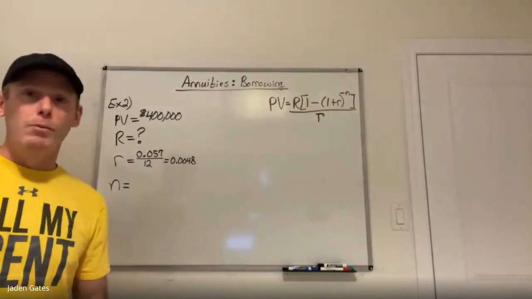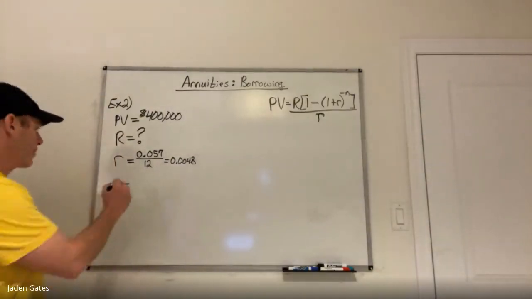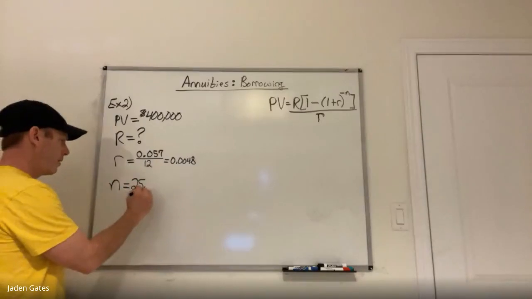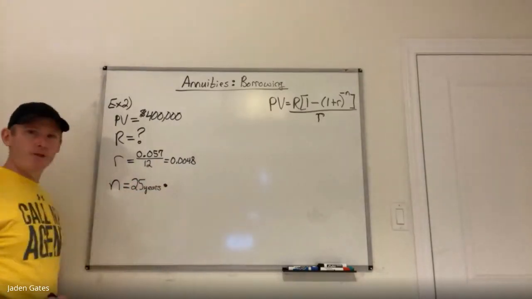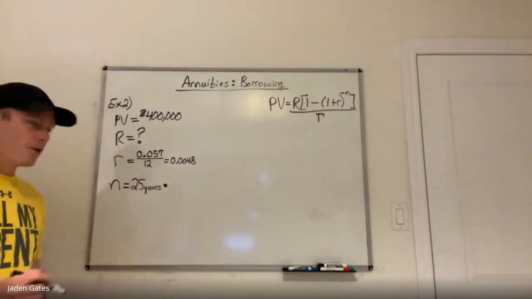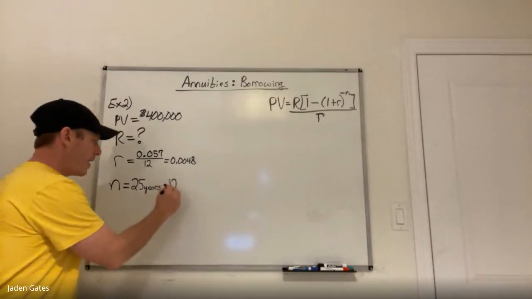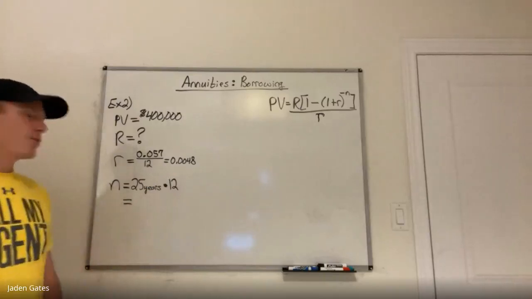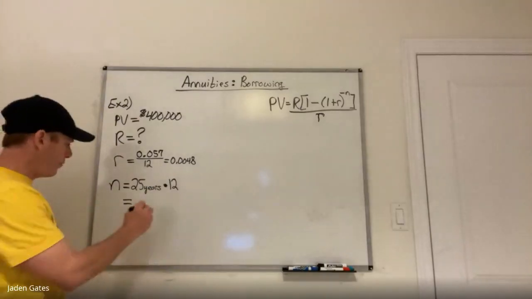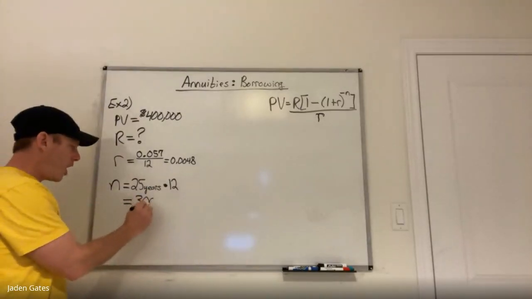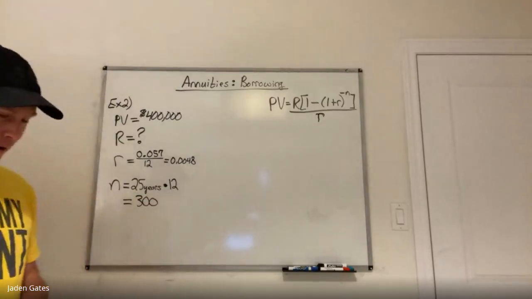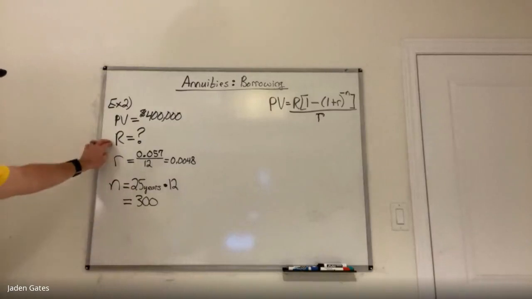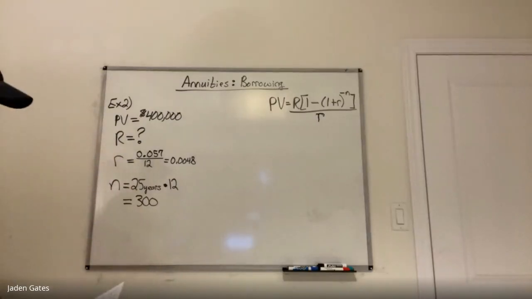Now, the number of payments left. A typical home loan is 25 years. Because you're making monthly payments, you're going to make 12 payments per year. So 25 times 12 gives us 300 payments. A lot of payments to make over a 25-year span. But this time we're going to find out what our mortgage payment would actually be.